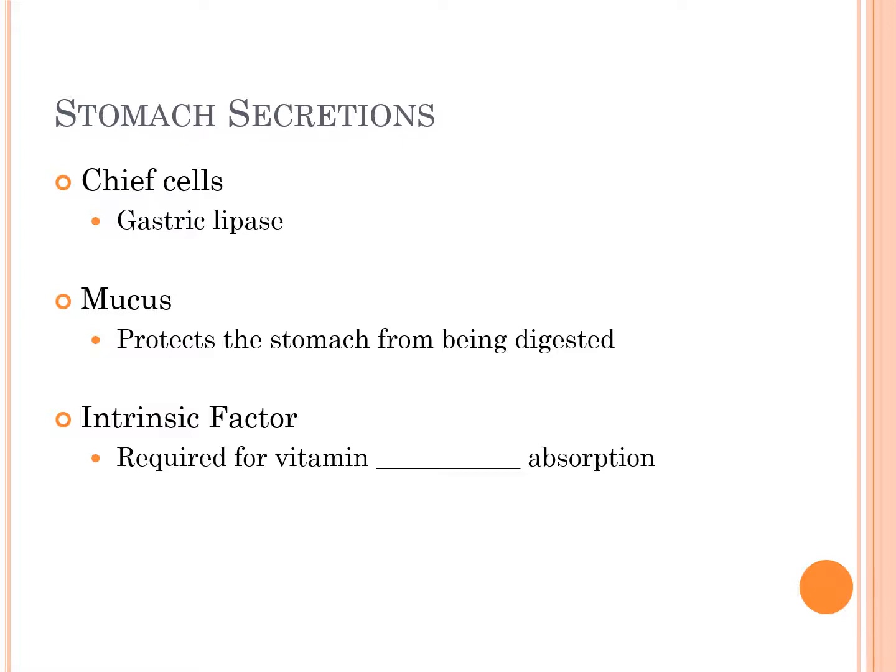Okay, the chief cells of the stomach also release an enzyme that will do a bit of work on lipids. This is called gastric lipase. The mucus is secreted to prevent the stomach from being digested. And then the stomach is also known for the production of intrinsic factor, which will be required for the absorption of vitamin B12. So would you go ahead and put B12 in this blank?